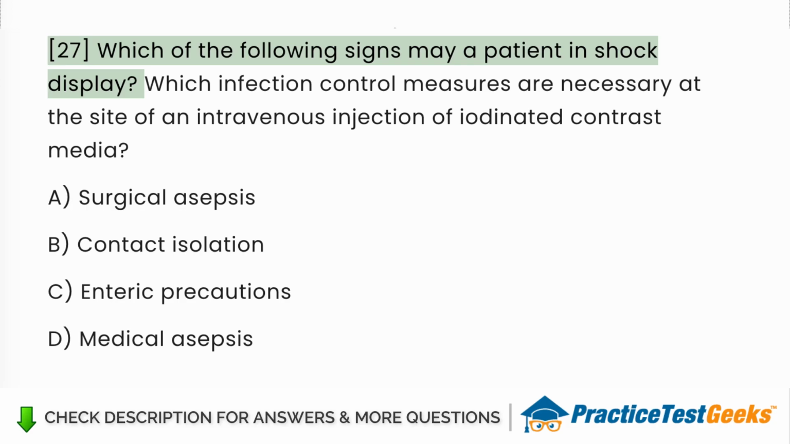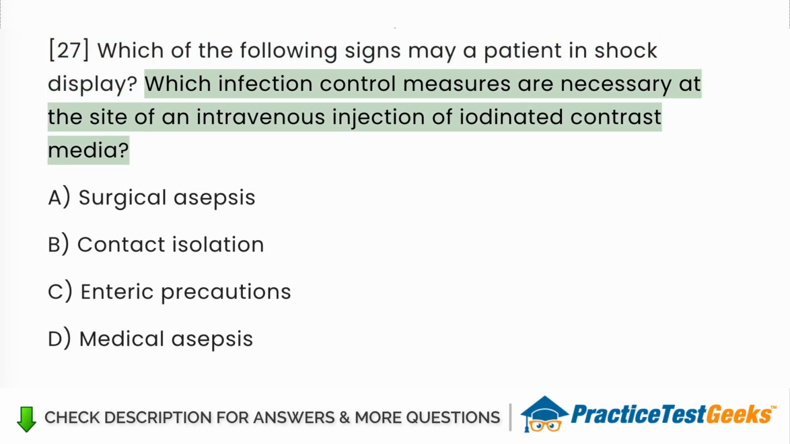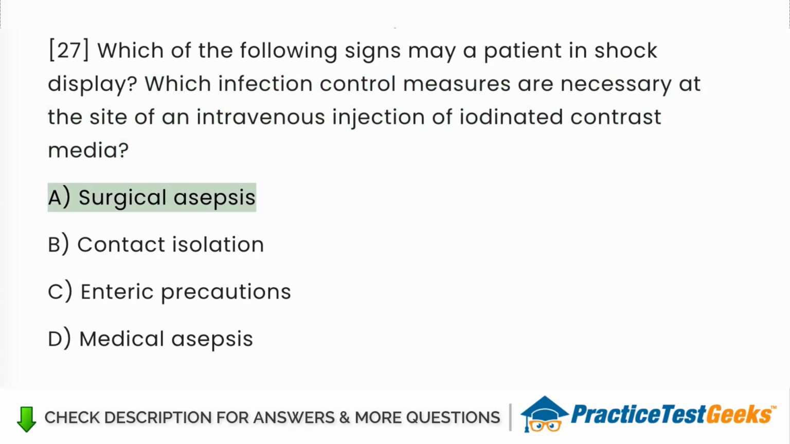Which of the following signs may a patient in shock display? Which infection control measures are necessary at the site of an intravenous injection of iodinated contrast media? A. Surgical asepsis. B. Contact isolation. C. Enteric precautions. D. Medical asepsis.